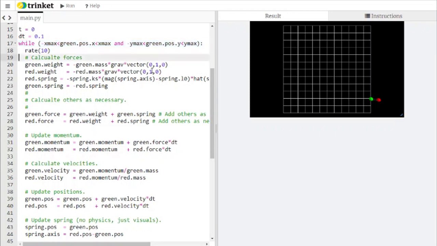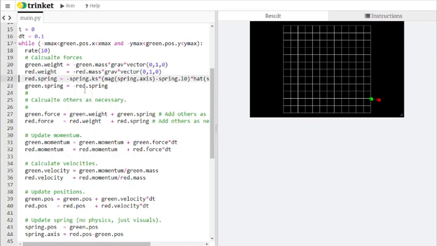Then we move into the loop. I'm sure I don't need to review the Euler-Cromer method with you, but just for your edification, we first need to calculate the force on each of these atoms. So we give each of them a weight. So here's the mass times the gravitational field times the down vector. Here's the mass times the gravitational field times the down vector.